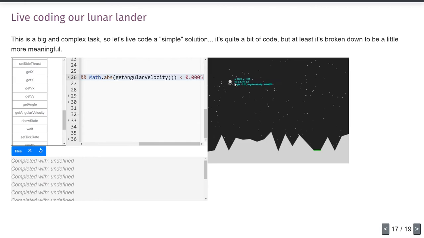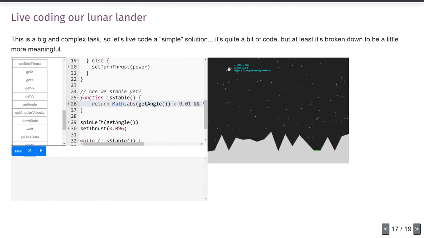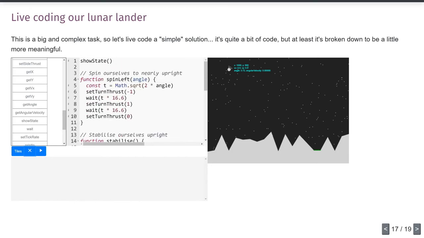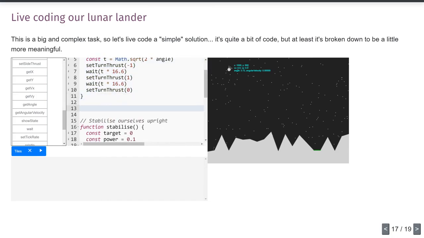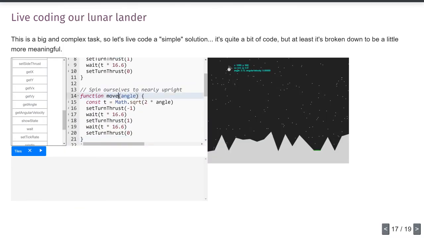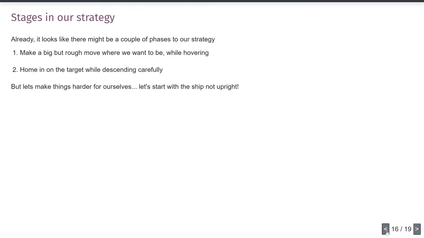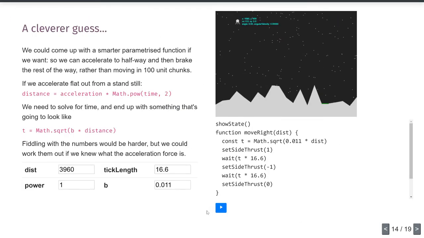I've now got ourselves so we're upright and we're ready to do this big old swoop. Let's go and do that big old swoop. So here we said that spin left took that and did some equation on it. Let's now go, and what did I call this? I called this move right. All right, so let's go move right of some distance. And this was where we had our parameters. And what were our parameters that we ended up with? We ended up with power 1 and 0.01 for B.